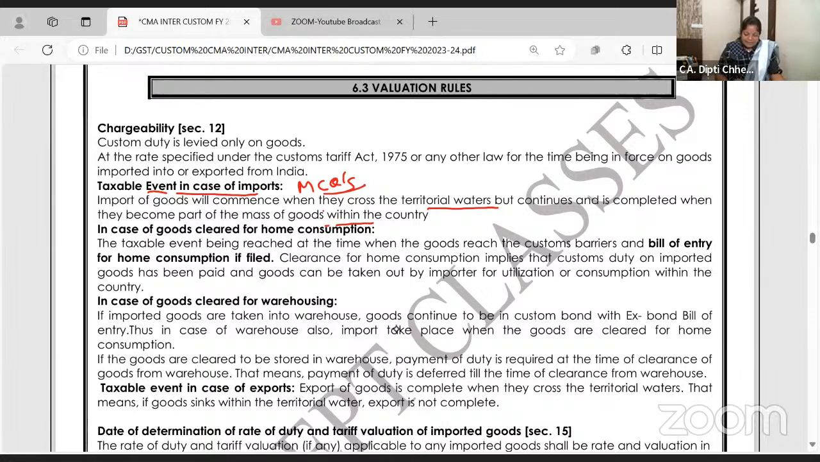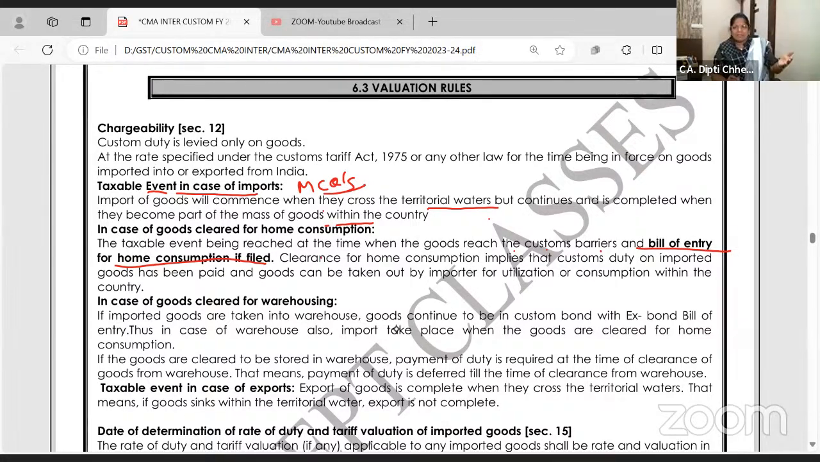Import of goods will commence when they cross the territorial waters, but continues and is completed when they become part of the mass. In case of goods which are cleared for home consumption, directly the goods have come to the port and they have been cleared for home consumption. The taxable event is reached at the time when the goods reach the customs barriers and the bill of entry for home consumption is filed. Bill of entry is a document, okay, these many goods are ordered at this rate, these are the charges, this is the vehicle number or the vessel number, all.